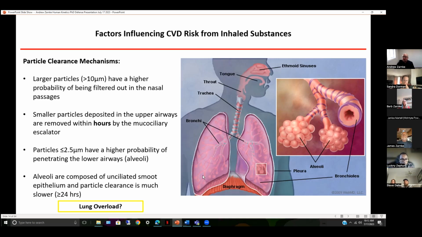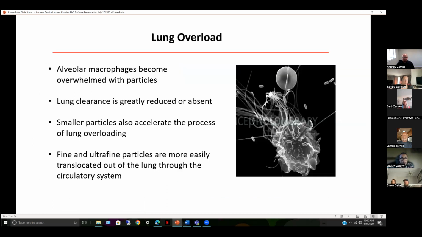And the only form of particle clearance is actually immune cells called alveolar macrophages. And I put in a question here: lung overload. So all of this being said, it creates a situation where the particle clearance mechanisms can be overloaded. Lung overload happens when alveolar macrophages become overwhelmed with particles. The lung clearance is greatly reduced or even absent during lung overload. Smaller particles also accelerate the process of achieving lung overload, and ultrafine particles are more easily translocated from the lung through the circulatory system.